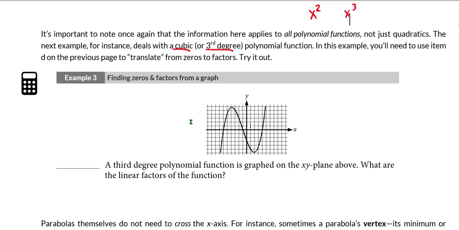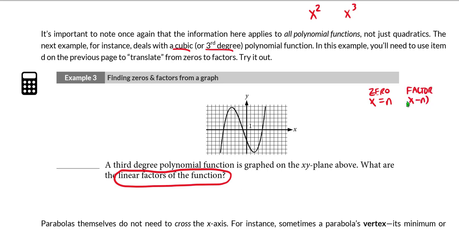So in example 3, you can use your calculator here, but it will not help you at all. There is really no way to use your calculator to answer this question. In example 3, we have a third degree polynomial graphed on the xy plane above, and we need the linear factors of the function. You'll recall in our little info box on a previous page, we said that when x equals n is a 0, we knew that x minus n is a factor of the function. So that's what we are going to need to know for this particular example.